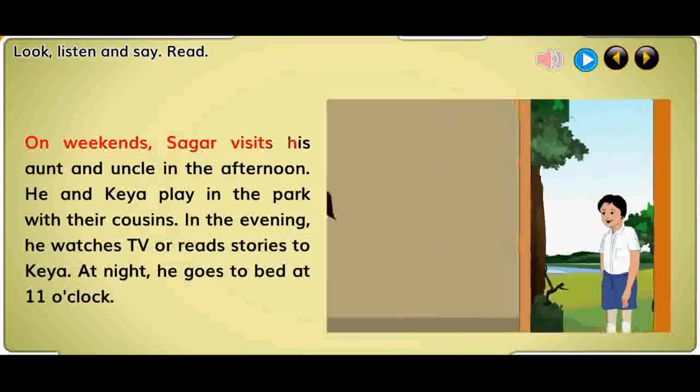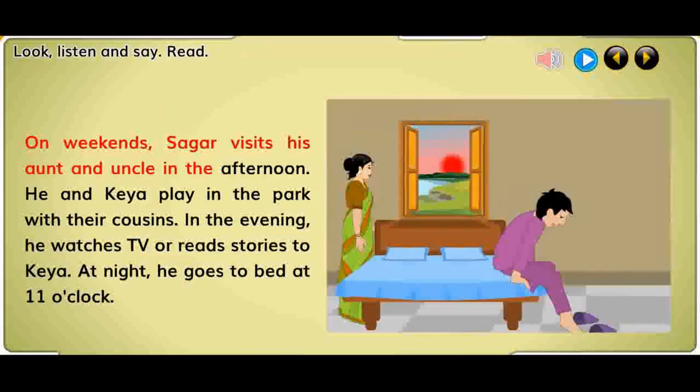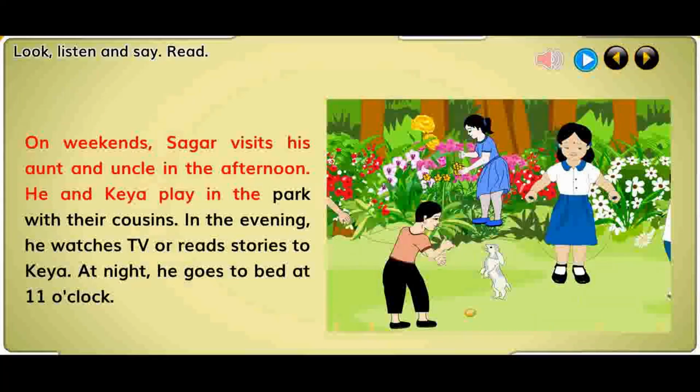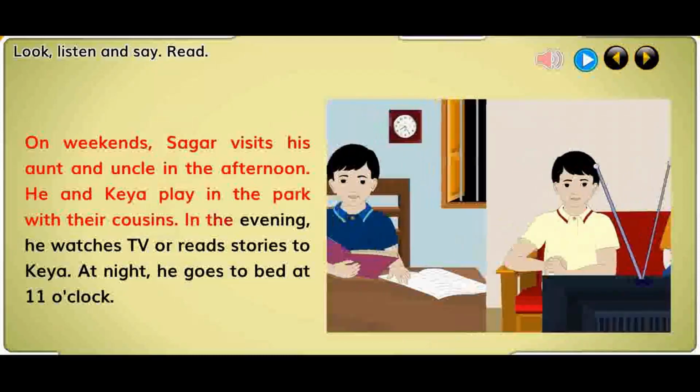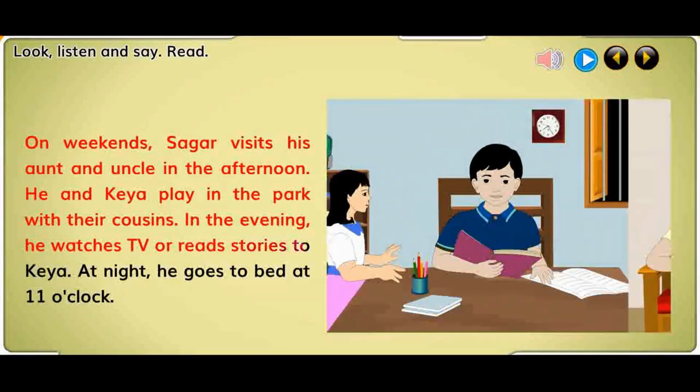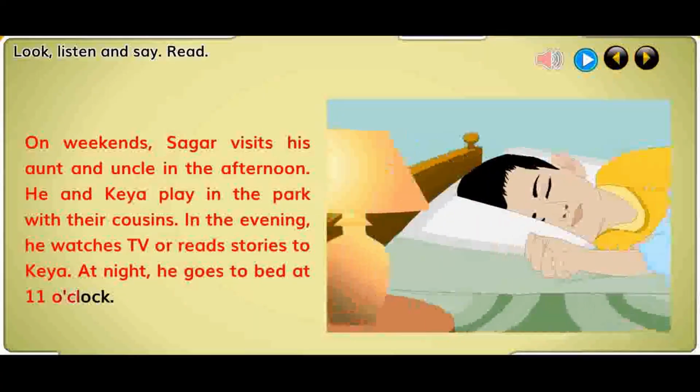On weekends, Shagor visits his aunt and uncle in the afternoon. He and Kea play in the park with their cousins. In the evening, he watches TV or reads stories to Kea. At night, he goes to bed at 11 o'clock.